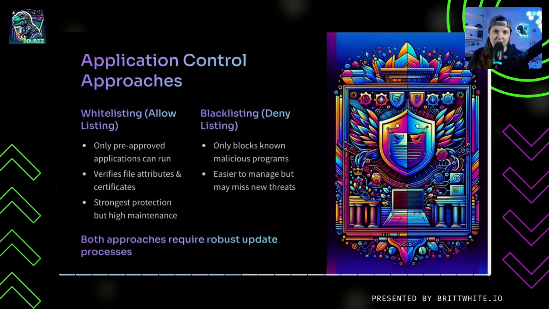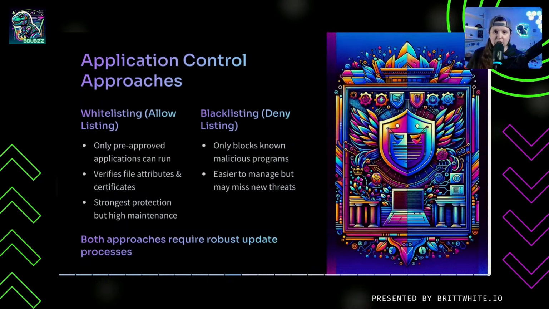Blacklisting, or deny listing, on the other hand, only blocks known malicious programs. It's easier to manage, but it may not catch new threats that haven't been identified yet. Both of these approaches require robust update processes to remain effective. I do want to also point out here that in your career, you'll mostly see these approaches called out as allow listing or block listing. However, for the CISSP exam specifically, ISC2 is still using the terms whitelisting and blacklisting.